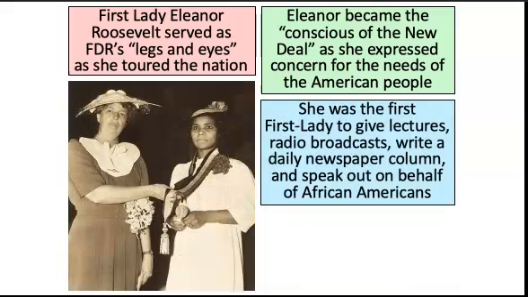Now, she was the first lady to give lectures, radio broadcasts, write newspaper columns, and speak out on behalf especially of African Americans during this time period. And I cannot express to you how important that was. It's not really on here, it's just hard to express fully here, but what she does is she redefines the role of the First Lady.